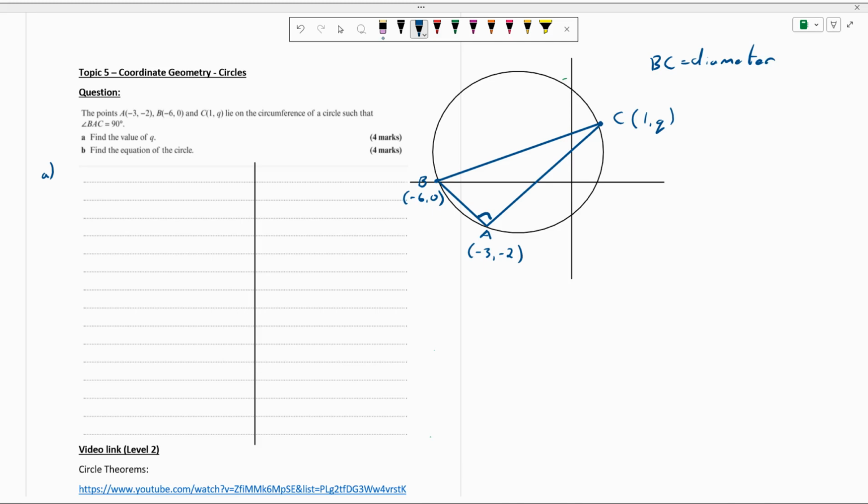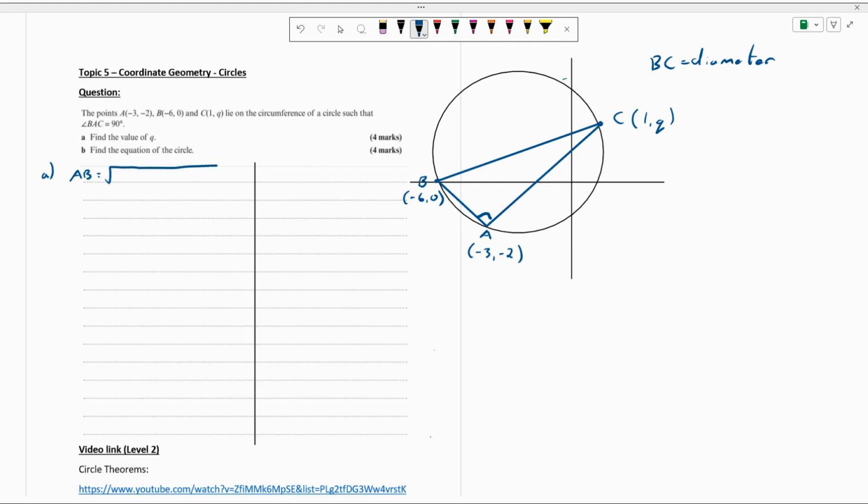So if I want to find q, this value up here, I've just got a right angle triangle here. So I could try and just use some Pythagorean trick. Now I don't know any angles apart from the right angle, so I'm going to go with Pythag. I'm going to use Pythagoras as much as I possibly can here. So to do that, I need to find each length. So the first length I'm going to find is AB.